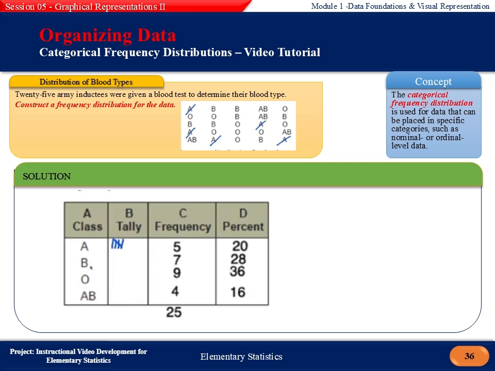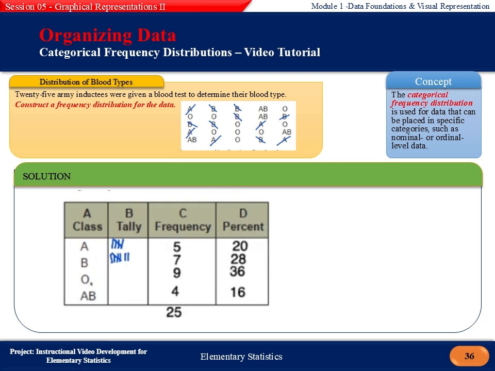Now, how many B category are there? 1, 2, 3, 4, 5, 6, and then 7, right? So there are 7 people with blood group B. How do I write that? 1, 2, 3, 4, 5, this is a block of 5, and then 1, 2. That is 7. Okay. So the frequency is how many times that value is repeated, or how many tally marks there are. You count and then write the number.